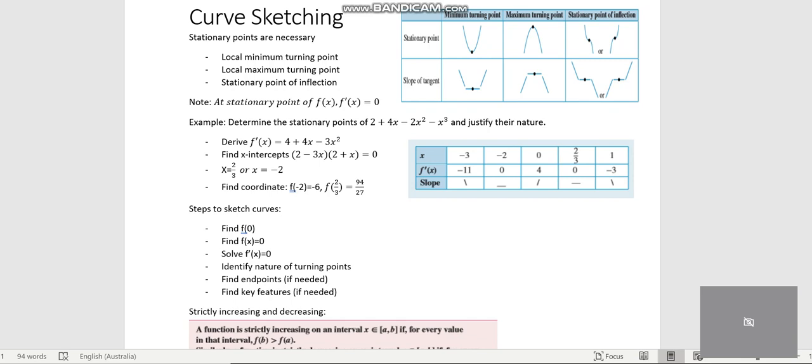Today we're going to be understanding how to do curve sketching. It's sort of self-explanatory, I guess. It's talking about how, with certain information, you're able to help draw out a function. So for curve sketching, you have these stationary points.